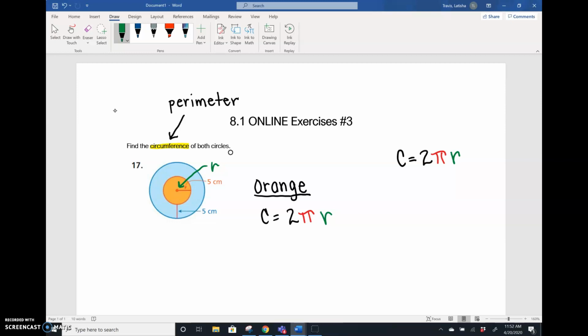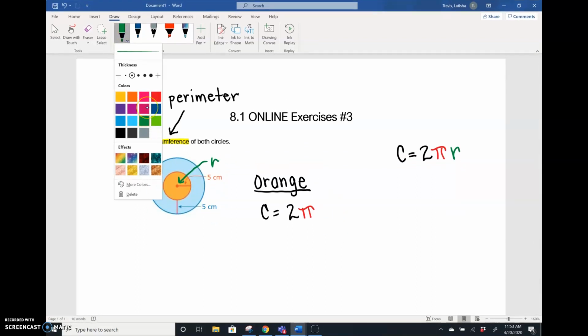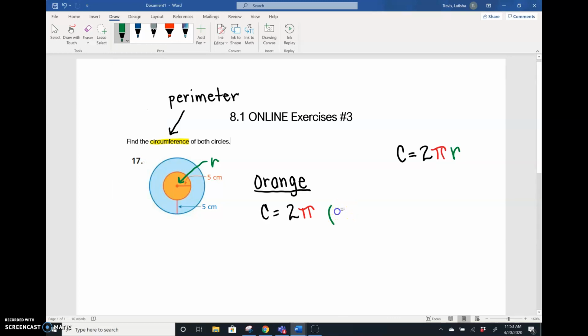So they tell us that the radius is 5 centimeters. So I'm going to erase radius in my formula. There we go. And then I'm going to put the dimension they give us for radius in its place. And I'm going to use parentheses when using substitution. So the radius is 5.